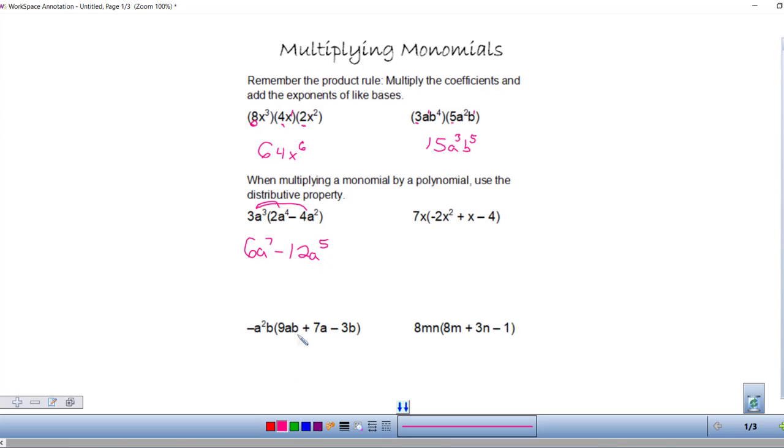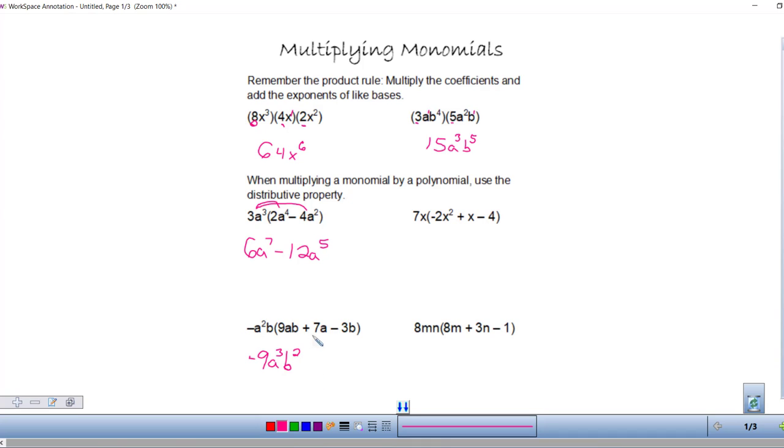Let's do this one. Negative a squared b times 9ab. So this one, the coefficient is just negative 1 times 9 is negative 9. a squared and a gives me a to the third. b and b gives me b squared.